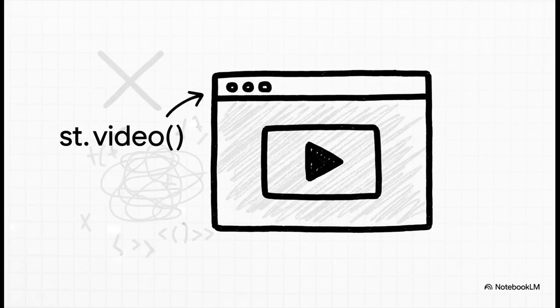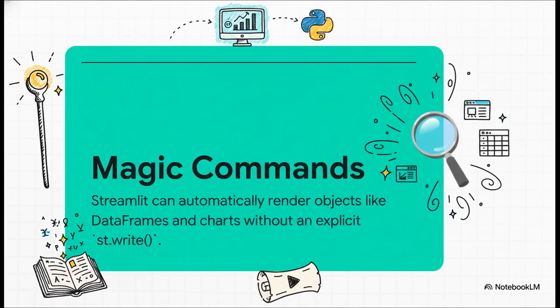Okay, and this example is where it just gets kind of wild. You want to embed a YouTube video in your app? In the old world, that's a whole bunch of code. In Streamlit, it's just st.video, and you paste in the URL. Streamlit does all the heavy lifting behind the scenes. It's incredible. So just when you think it can't possibly get any simpler, Streamlit introduces something they call magic commands.